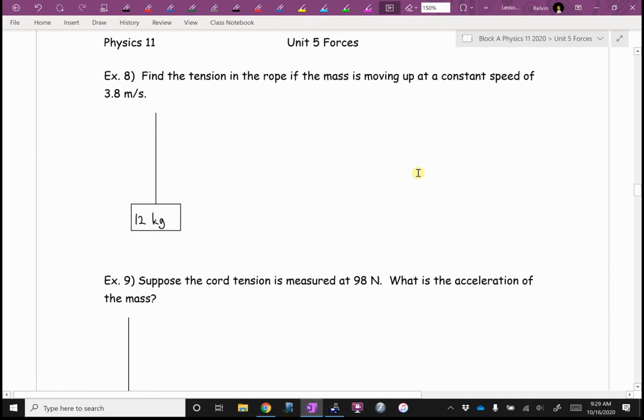Example 8. Alessio, what does example 8 want me to find? Like you're feeling right now, this is a job for a free body diagram. What are the forces acting on it, Alessio? Get the obvious one. What else? Bigger, smaller, or the same size as mg?